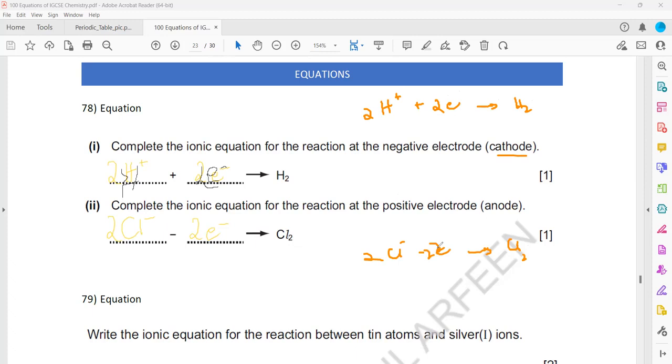So even this equation can be written the other way around, like two chloride ions give chlorine plus 2e. That is also fine, but according to the space available, usually they write it as a negative.